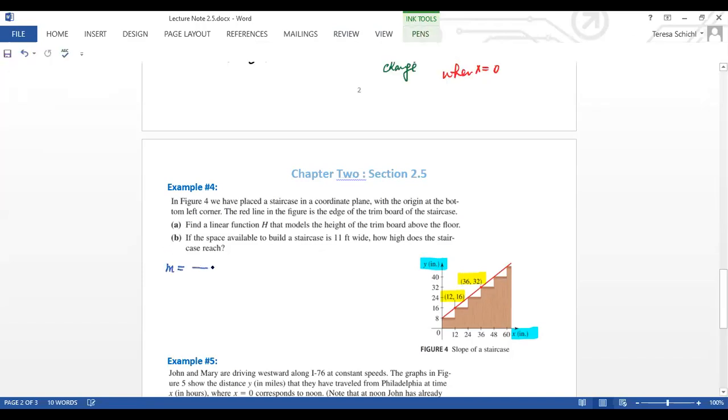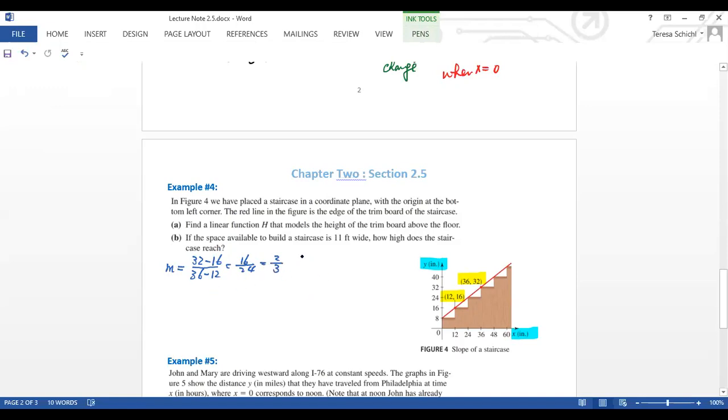Rise over run, right? How much do I rise, from 16 to 32? So it's 32 minus 16. How much do I run, from 12 to 36? So it's 36 minus 12. This is 16 over 24, and you can simplify that. This is 2/3.